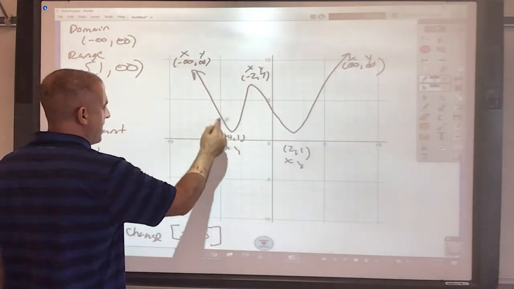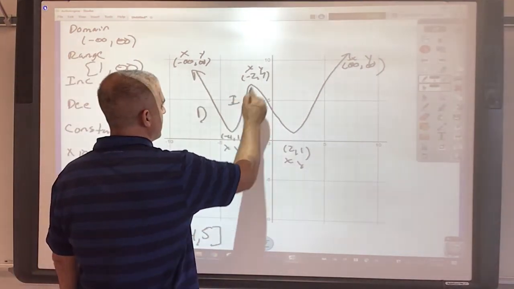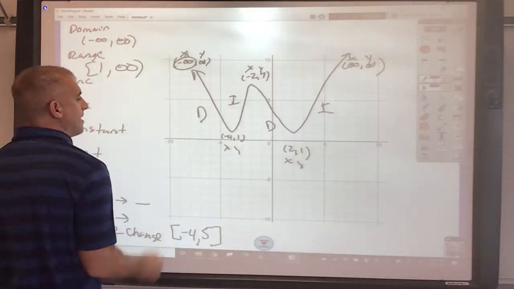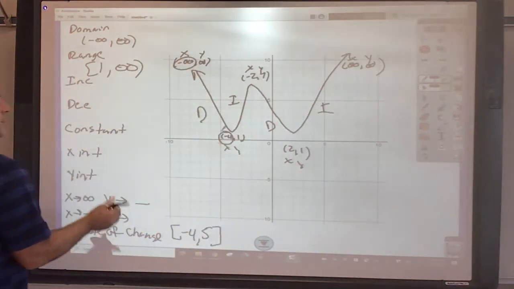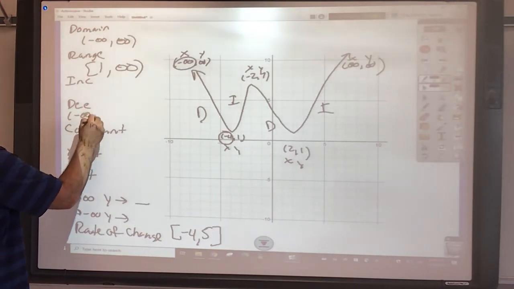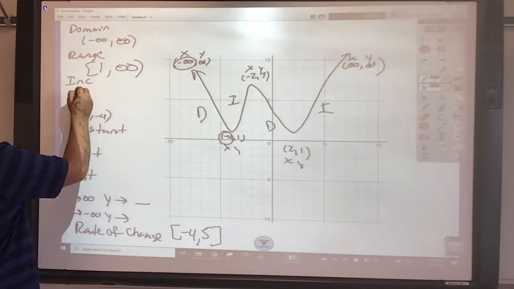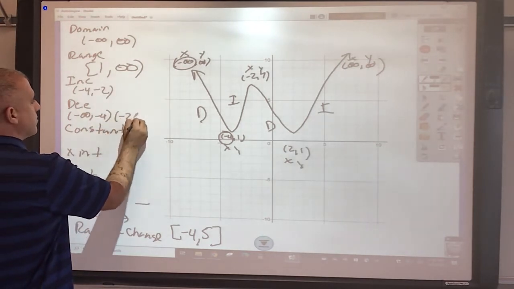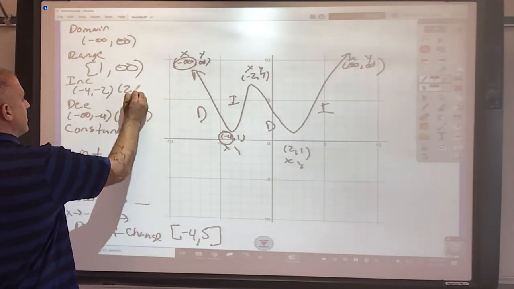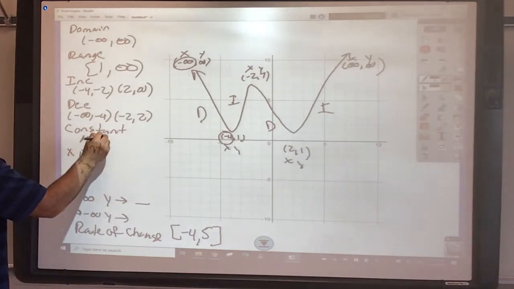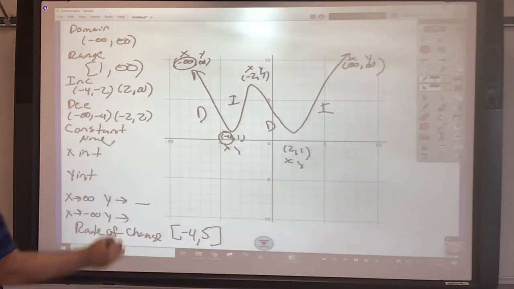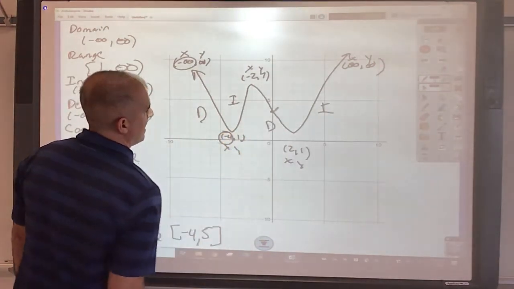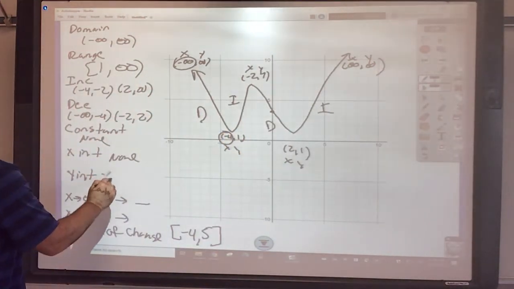If I trace my pen, this is a decrease, then goes increase, then goes decrease, then goes increase. Once again, all I care about are the x values here. So it's going from -infinity to -4 on a decrease, -4 to -2 on an increase, -2 to 2 on a decrease, and then 2 to infinity on an increase. It's not constant. X-intercepts, it doesn't cross the x-axis, so the answer would be none. The y-intercept, it crosses right here at about 3.5.